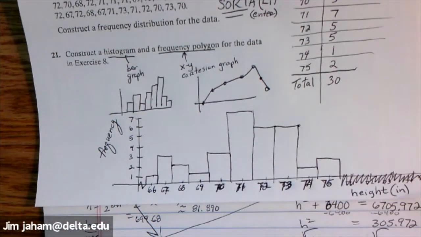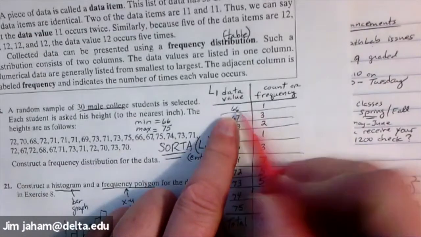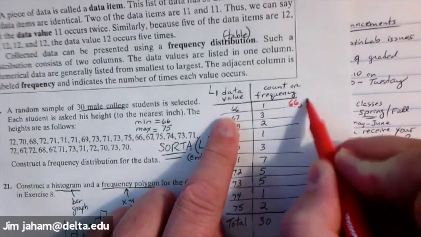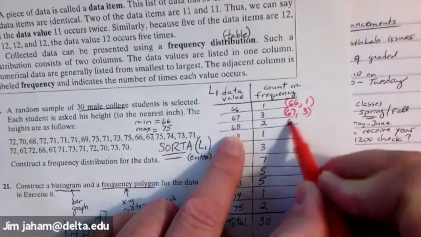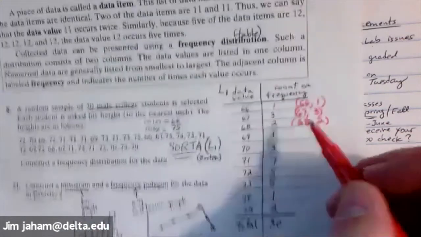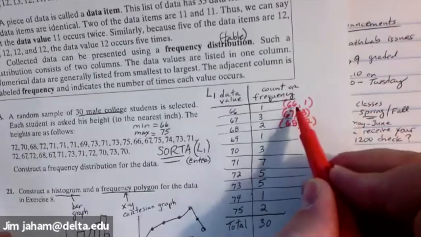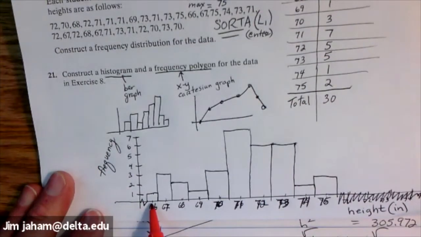Now for the frequency polygon, this is another graph. I'm not going to draw a new graph or a new axis. What you basically do is create an ordered pair with the data value and the frequency, and do this for every row of your table and plot those points. Let's just plot a couple of them. Where does the point (66, 1) fall? Here's 66, and there's 1, so the point would be right there.